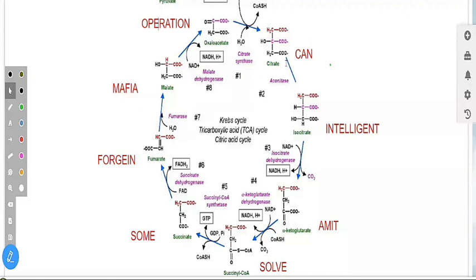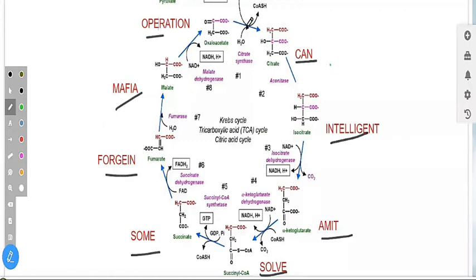So let's get started. The Krebs cycle consists of 8 steps, and for these steps we have a very important mnemonic. A guy named Amit had some tasks to solve foreign mafia operations. Now the mnemonic is: Can Intelligent Amit Solve Some Foreign Mafia Operation?